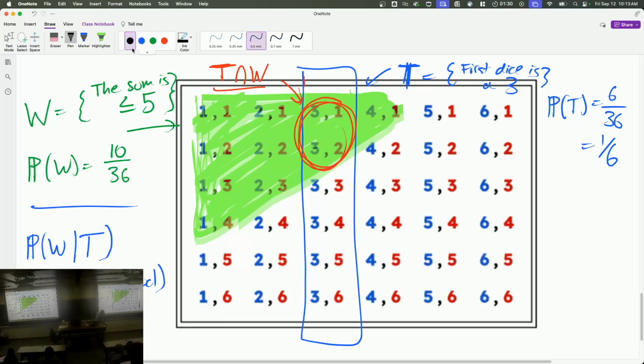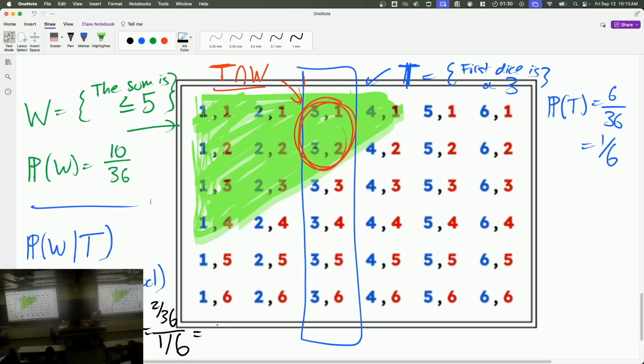The non-conceptual way is you use the formula. You do the probability of W intersection T divided by the probability of T. The probability of W intersection T is 2, but not out of 6, 2 out of 36. The probability of that little red overlap right here is 2 out of the total 36. Then we divide it by the probability of T, which we found was 1/6 already.